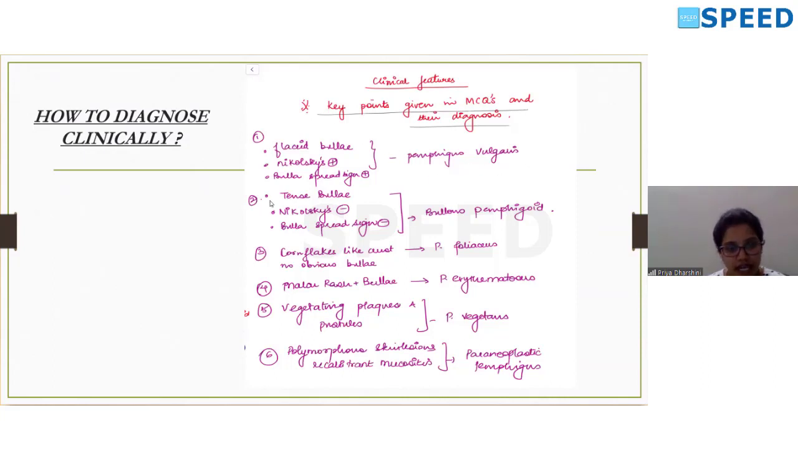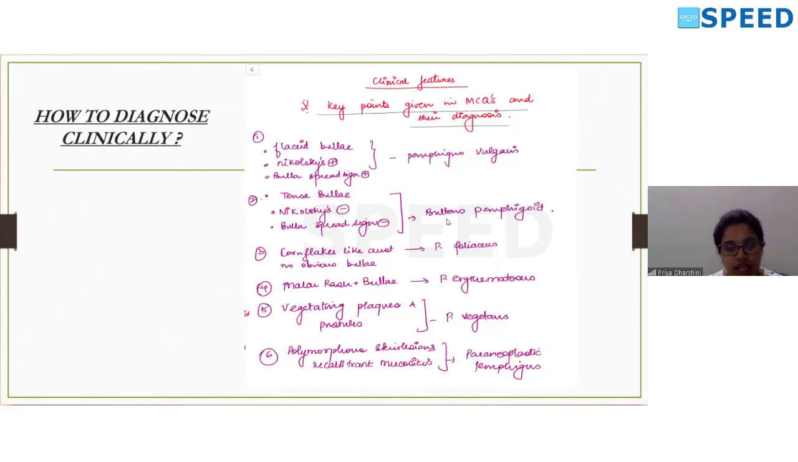Next clinical pointer, in another question, what they might give us is tense bulla. Tense bulla not rupturing very commonly, and Nikolsky sign is negative, bulla spread sign is negative. So this points towards a subepidermal bullous disorder. So the most common subepidermal bullous disorder is bullous pemphigoid, which occurs in older age groups. Apart from that, other subepidermal bullous disorders can also have similar presentation.